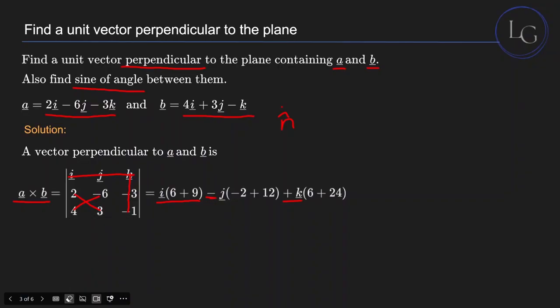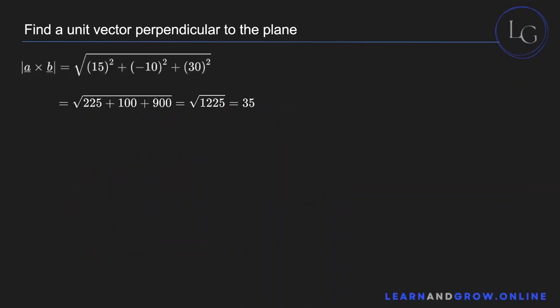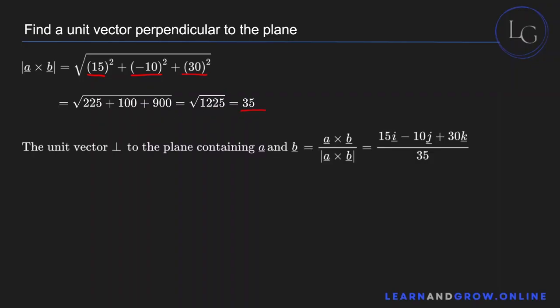Now that you've done that, you get this. So this is the cross product of a and b, right? Now you need to find the unit vector of this vector, right? So to find that, you first need to find the magnitude of a cross b. Well, you do that simply by taking the squares of all the terms and adding them up, and then taking the under root of the resultant value, and that gives you 35 in this case, right? So now the unit vector perpendicular to the plane containing a and b is a cross b over the magnitude of a cross b, right? And that gives you this. Now we need to find the sine of the angle.